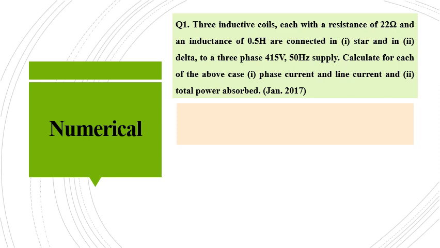In this question, there are three inductive coils, each with a resistance of 22 ohms and an inductance of 0.5 Henry. They are connected in star and in delta to a three-phase 415 volt 50 Hz supply. Calculate for each of the above cases the phase current, line current and total power absorbed.